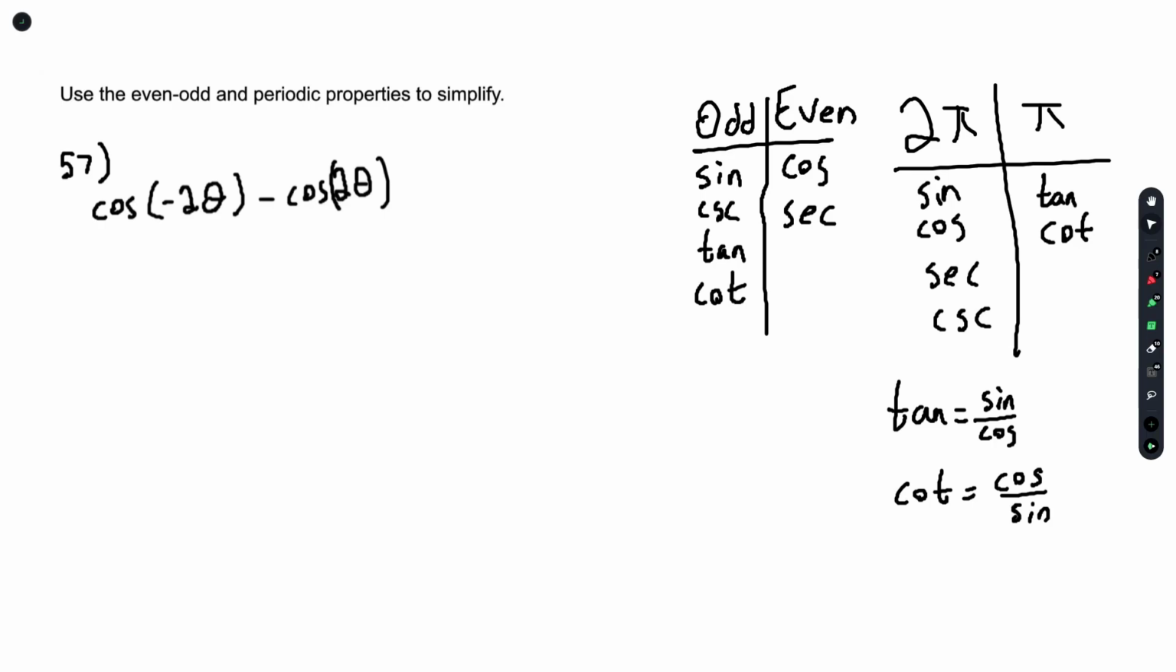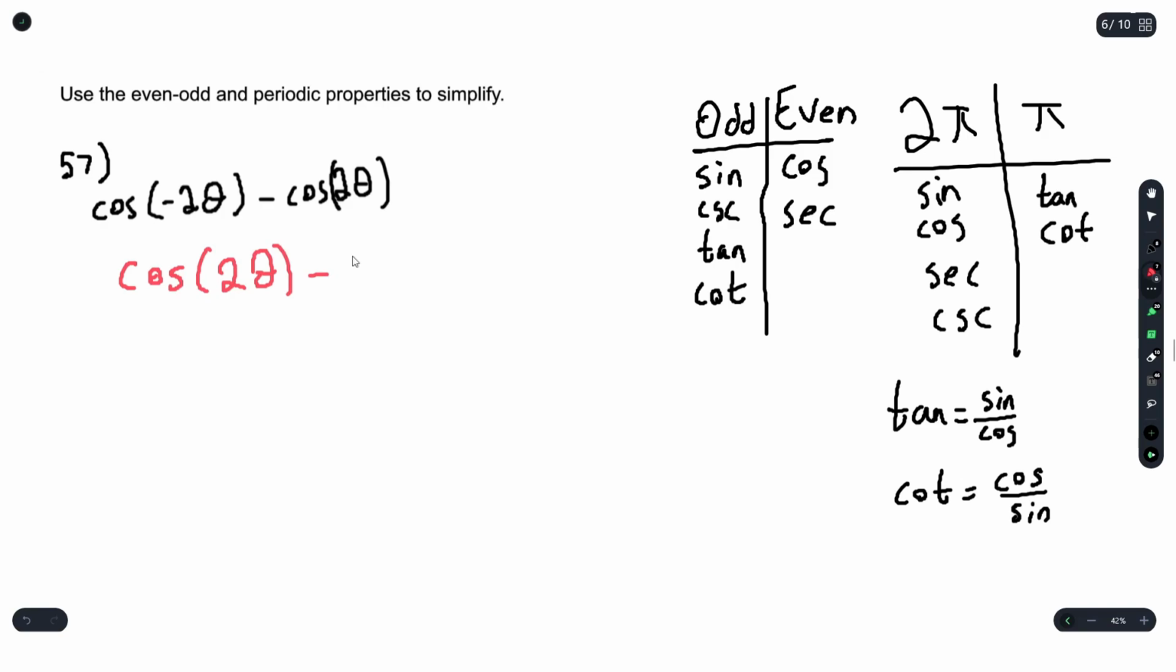Okay, let's do another one, but this time we have an even function. So cosine of negative 2 theta minus cosine of 2 theta. We cannot subtract them because they do not have the same inner parenthesis value. Since cosine is an even function, this negative will just disappear. It will not go outside. So it becomes cosine of 2 theta minus cosine of 2 theta, which equals 0.